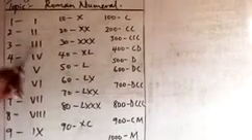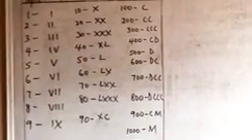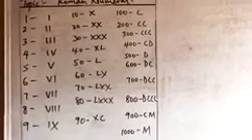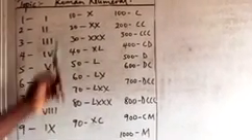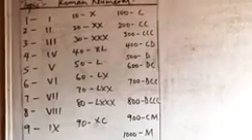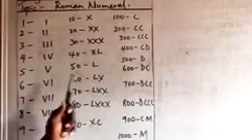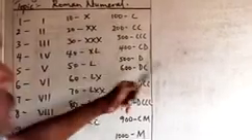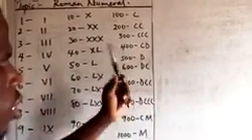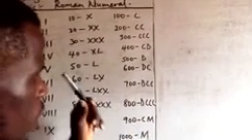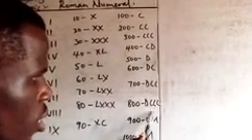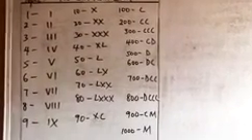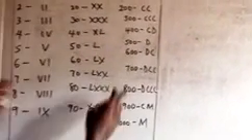1 is I, 2 is II, 3 is III, 4 is IV, 5 is V, 6 is VI, 7 is VII, 8 is VIII, 9 is IX, 10 is X, 20 is XX, 30 is XXX, 40 is XL, 50 is L, 60 LX, 70 LXX, 80 LXXX, 90 XC, 100 C, 200 CC, 300 CCC, 400 CD, 500 D, 600 DC, 700 DCC, 800 DCCC, 900 CM, and 1000 is M. Now, if you want to write any number, all you need to do is to look at the number and join these ones together.